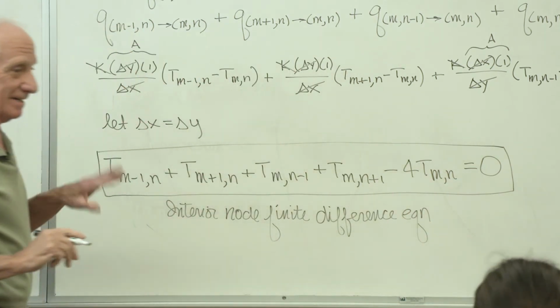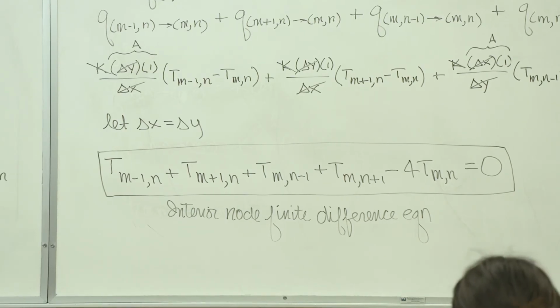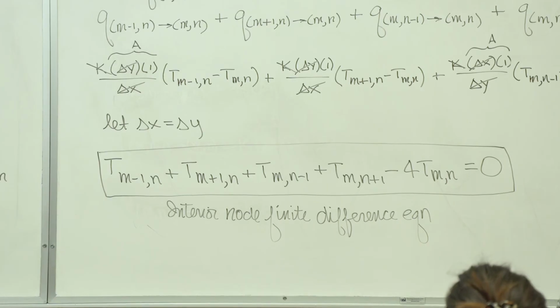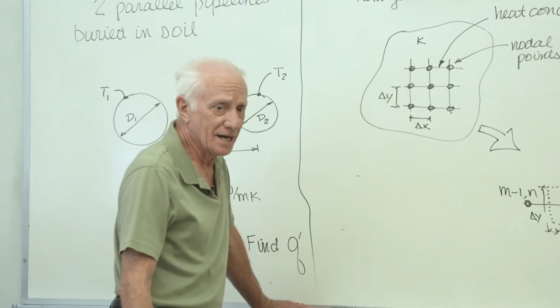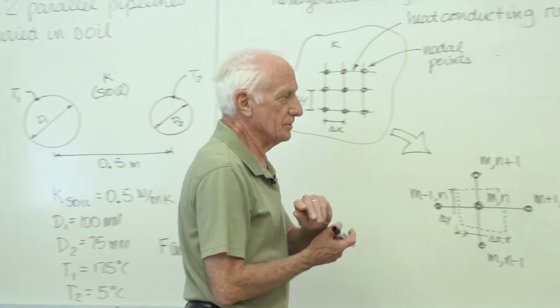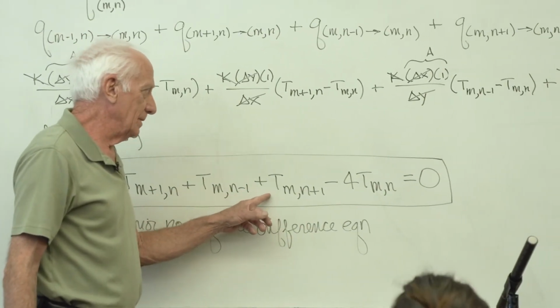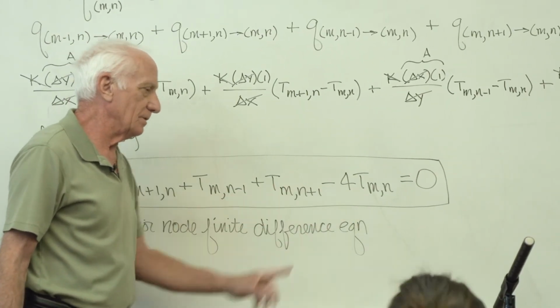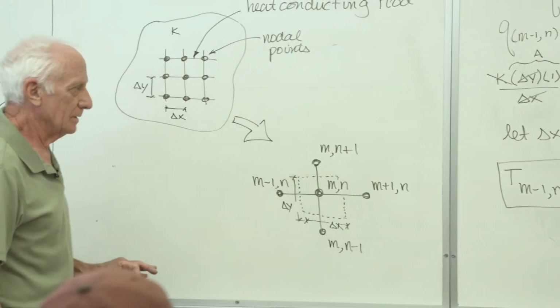So that is the first equation we've got for our finite difference analysis. It's the finite difference equation for an interior node. Interior means it's inside the body. It's not a surface node, it's an interior node. Here's what it says in words. If you add the 4 temperatures of the surrounding nodes and subtract off 4 times the temperature of the center node, you should get 0.